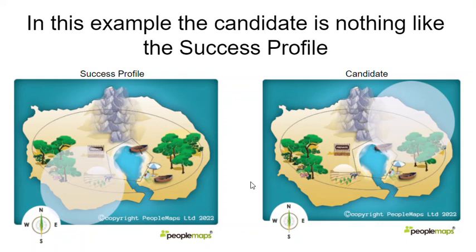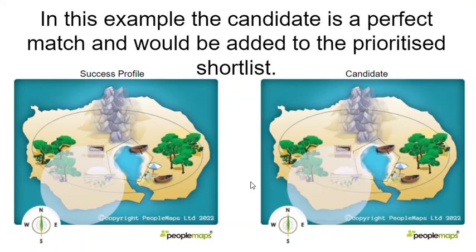I say they're nothing like it, and therefore we can see at a glance, before we read anything, we just need to look at this picture. Now if we look at this example, the candidate is actually a perfect match and would be added to the prioritised shortlist right away. So you might be looking at 20 or 30 applicants, and right away you could probably boil that down to the 5 or 10 or so that are in this southwest region.